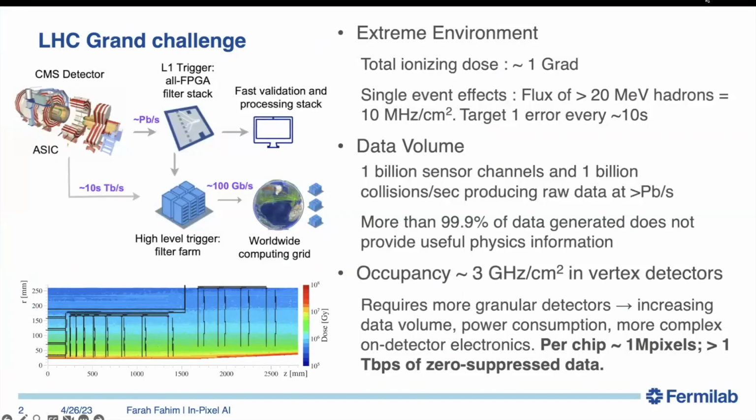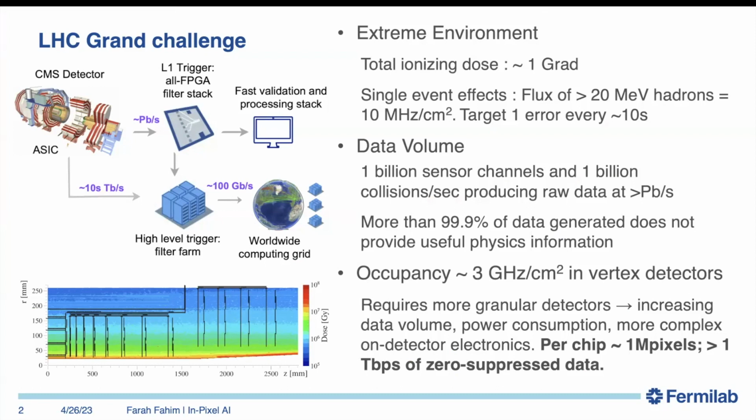I suppose everybody is familiar with the LHC Grand Challenge. We are operating our detectors in an extreme environment where the total ionizing dose is more than a gigarad, and we have to be concerned about single event effects. Along with that, we produce a very large data volume, so there's generally a billion sensors and a billion collisions per second producing raw data in petabits per second. But more than 99% of the data generated does not provide useful physics information when we are looking for something very specific.